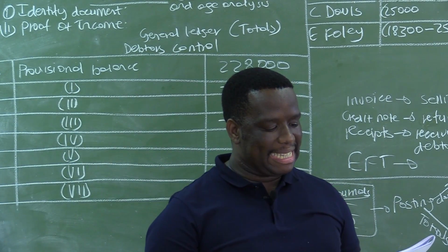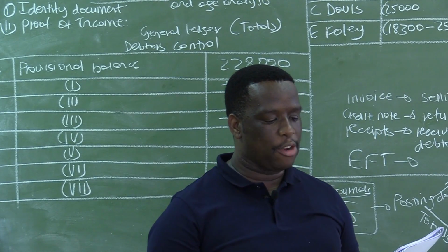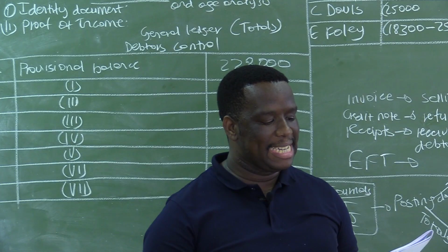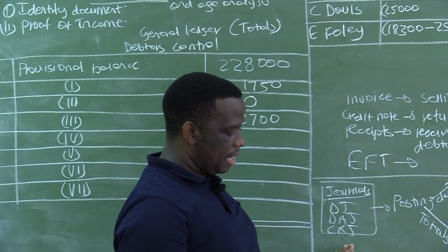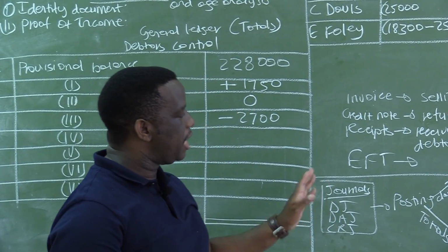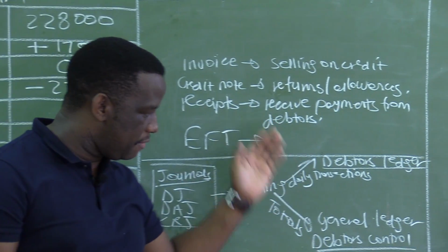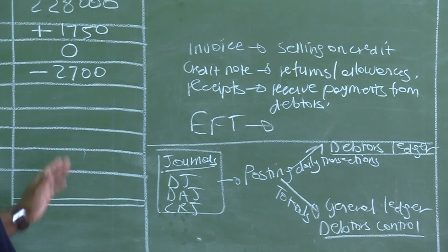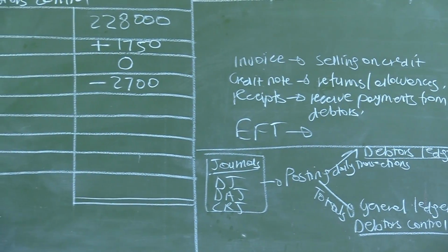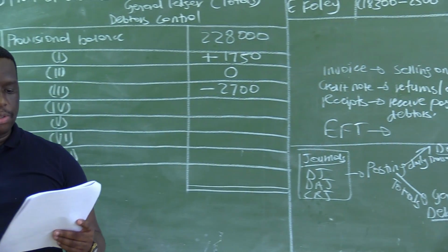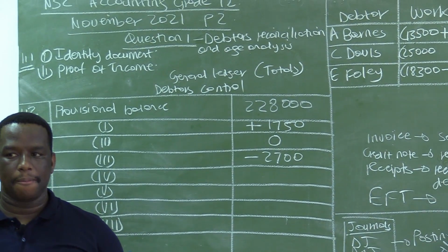Merchandise sold to C. Davis, 3,500, was treated as a return of goods and recorded in the debtors allowances journal. So it means the mistake started here. It started from the journals, which then tells us that even in the debtors ledger it is incorrect, and even in the general ledger. So this transaction is going to affect both, because the mistake was done in the journal, in the book of first entry.